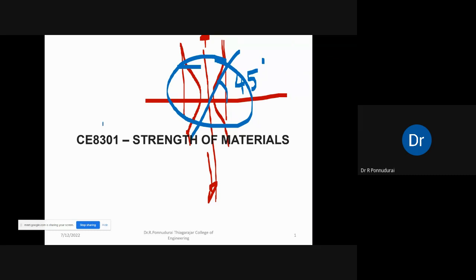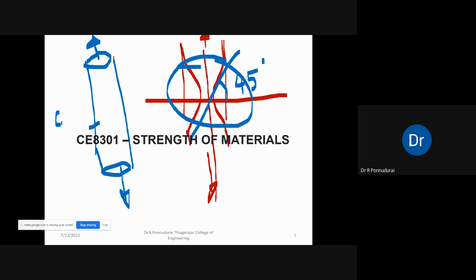But suppose, let us assume a clay specimen. Take clay, okay? Make the clay into a cylindrical shape. We just pull the clay. Okay, this is a clay specimen. What do you observe here? Again, there will be neck formation.